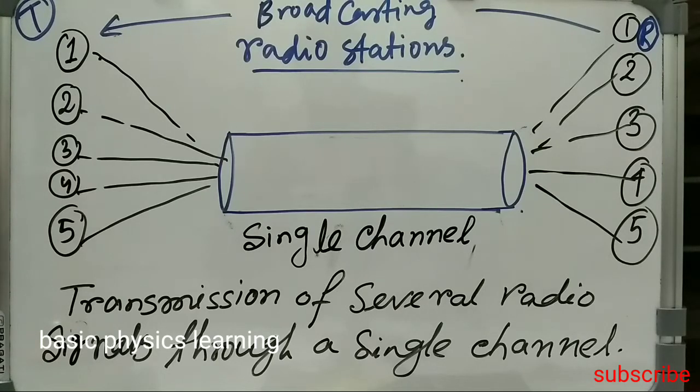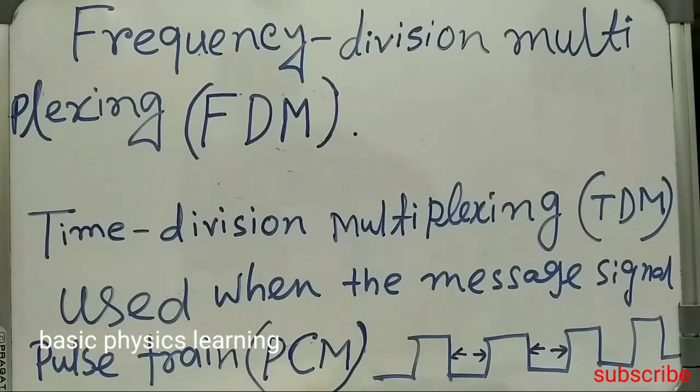So the spectra of modulated signals will not overlap and thus will not interfere with each other. At the receiver, one can use a tunable band pass filter to select the desired station or signal. This method of transmitting several signals simultaneously is known as frequency division multiplexing, or FDM. Here the bandwidth of the channel is shared by various signals without any overlapping.